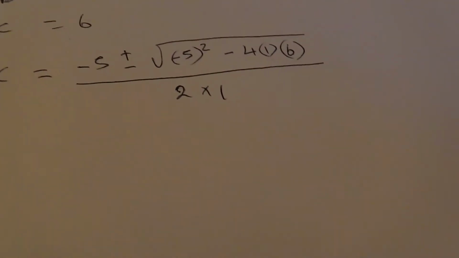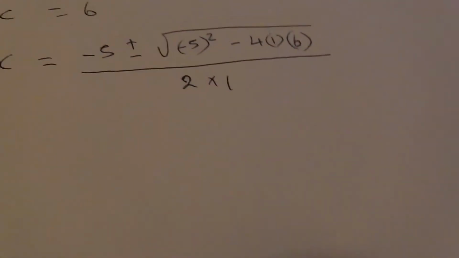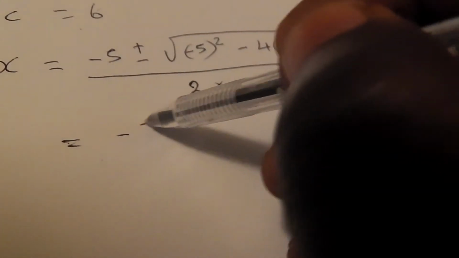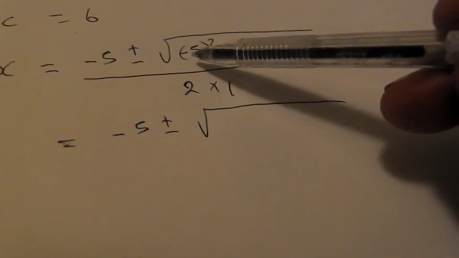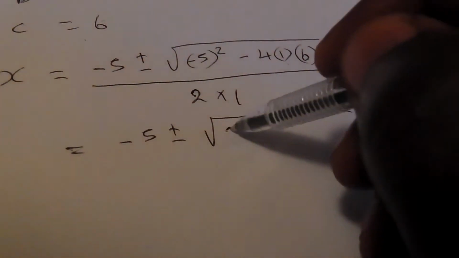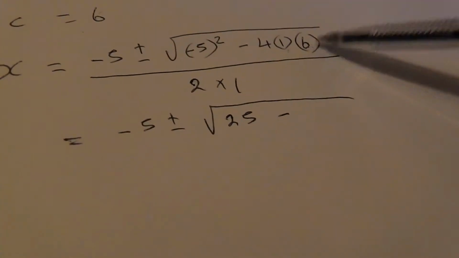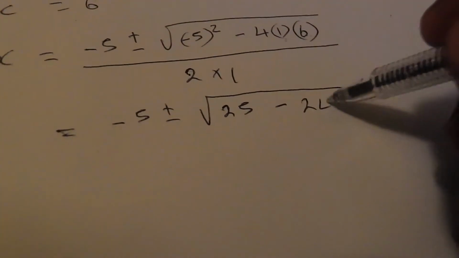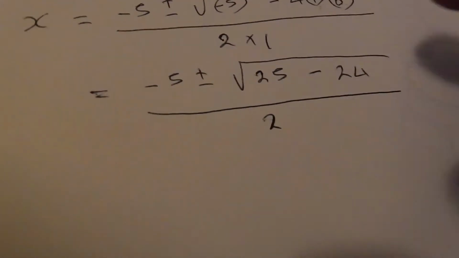The next step is solving using BODMAS. You start with what's in the brackets first. So this will be negative 5 plus or minus the square root of negative 5 times negative 5, that would be 25, minus 4 times 1 is 4, times 6 it will be 24, and then over 2 times 1, that will be equal to 2.